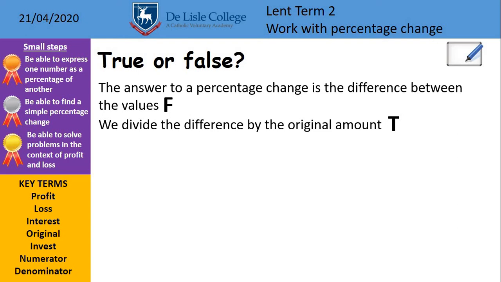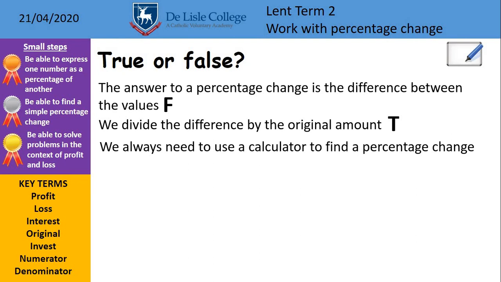Yes, this is true. So to remember to work out a percentage change, we work out the difference between the amounts, and then we divide this difference by the original amount to get the percentage change. So we always need to use a calculator to find a percentage change. No. Sometimes, as we've seen in a few of the examples, we can use our head because they are easy percentages to work out.